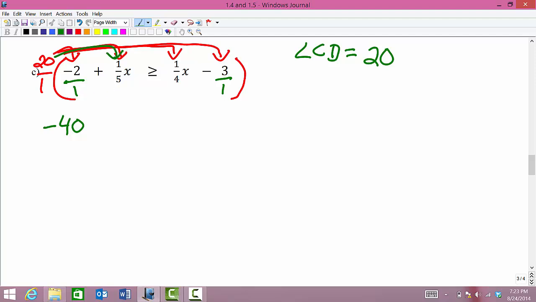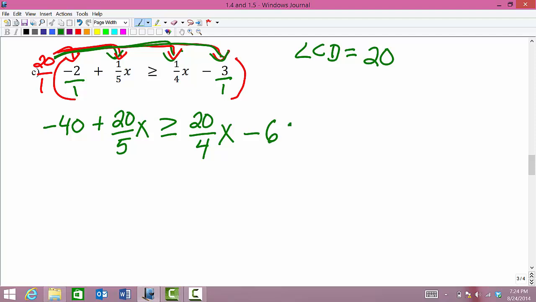20 times 1/5, well, we do top times the top, and then bottom times the bottom. Don't forget our x. Greater than or equal to, now we're going to do 20 times 1/4, top times the top is 20, bottom times the bottom is 4, don't forget your x, minus 20 times negative 3 would be negative 60.